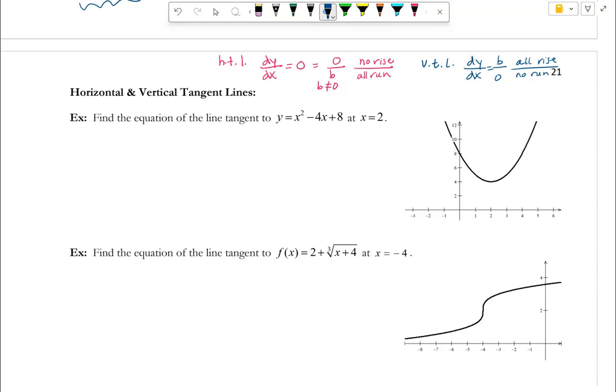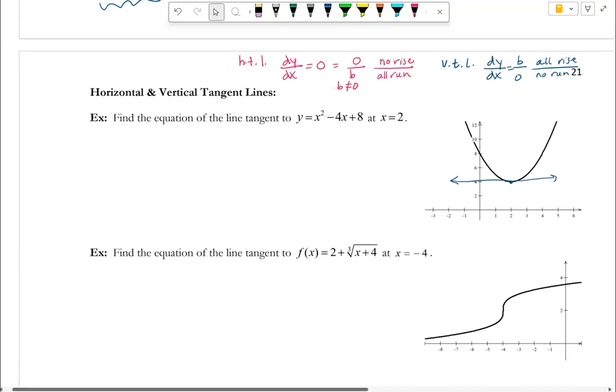All right, so as we're thinking about the equation of the line tangent to y equals x squared minus 4x plus 8 at x equals 2, and we have the graph of that quadratic function to our right, if I just look at my graph at x equals 2, I bet I could figure out right now what the equation of my tangent line is, because x equals 2 is the vertex of that parabola. But let's say we don't have that graph, and maybe we're not sure.